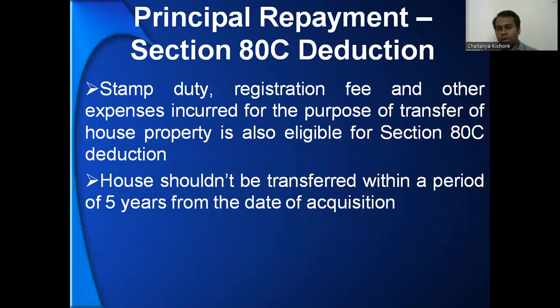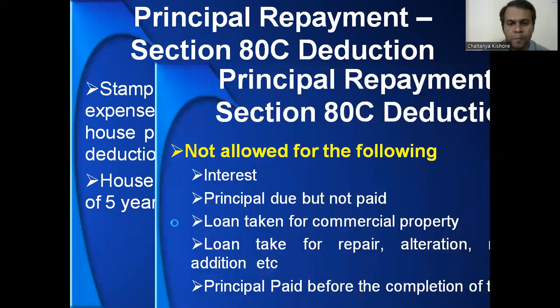From that year, you won't get 80C deduction, number one. Number two, whatever deduction you have claimed till now will be reversed. They will be added to your income. So you have to satisfy this condition, right?